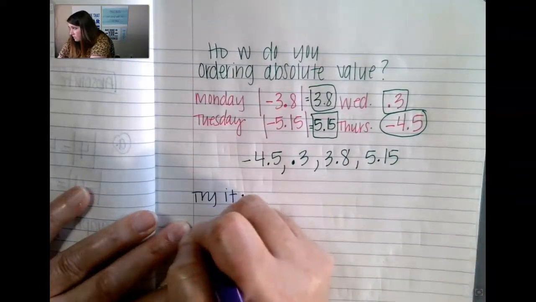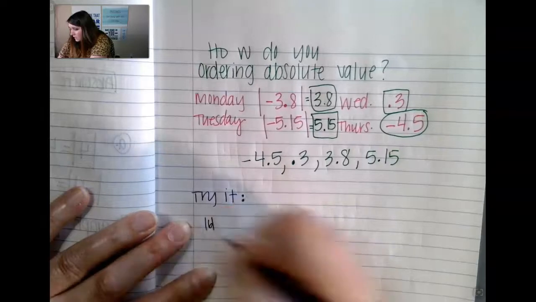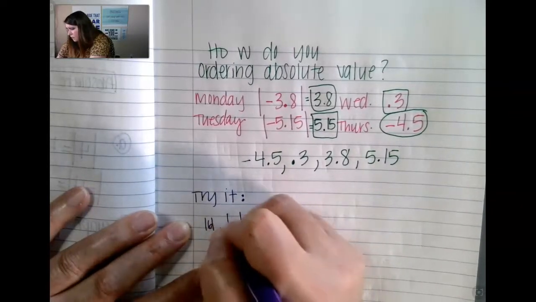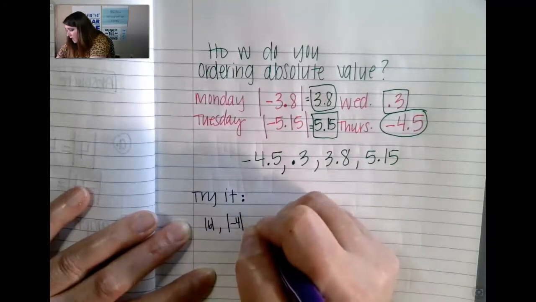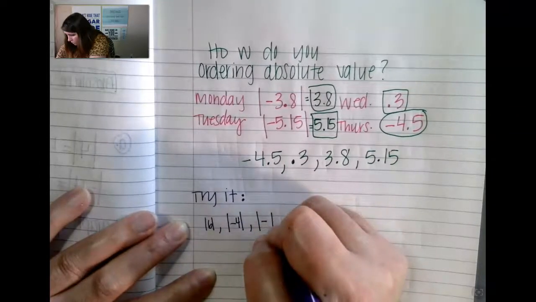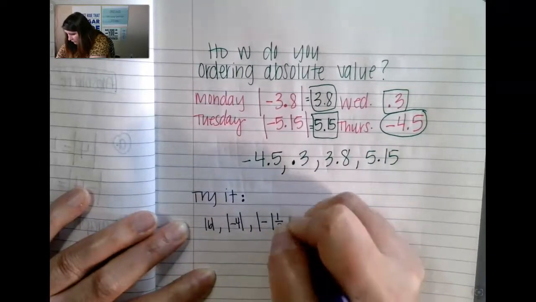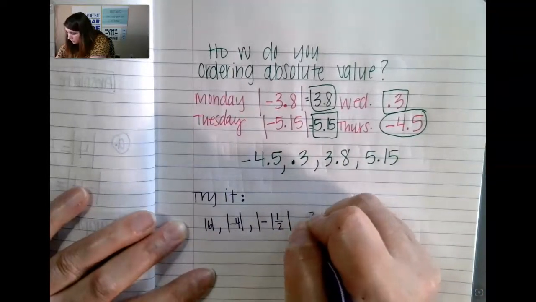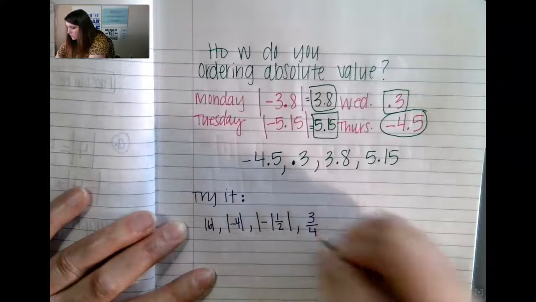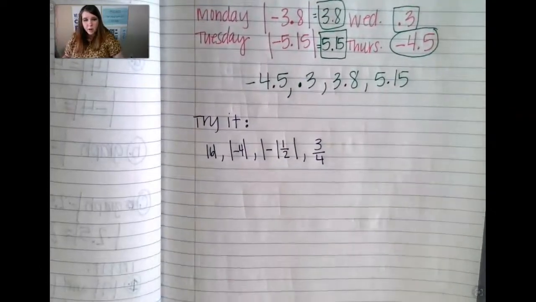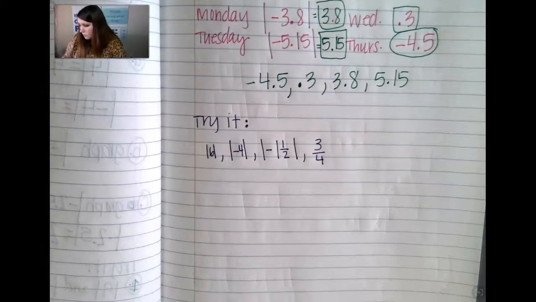All right, we have the absolute value of 6. We have the absolute value of -4. The absolute value of -1 1/2. And then we have 3/4. Okay, go ahead and put those in order from least to greatest. Hit pause so you don't hear me doing it for you.